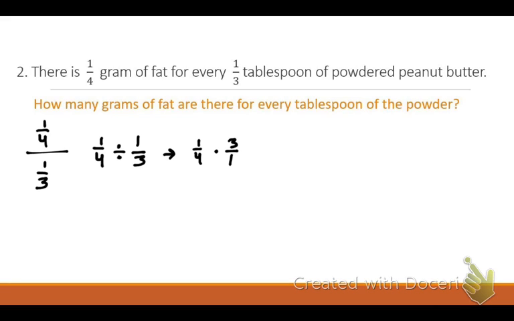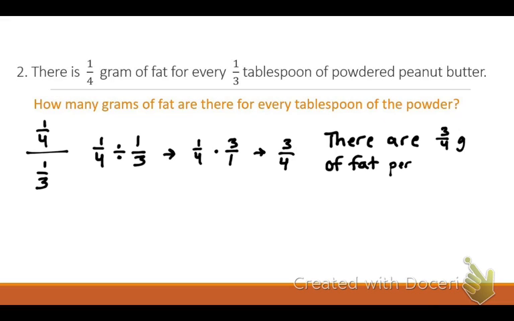We have to make sure that we use the KFC method. What is my answer? 3/4. Is there anyone who is willing to share with me how you interpreted what 3/4 means? Connor, what do you think? There are 3/4 grams of fat per 1 tablespoon of powder. Okay, there are 3/4 grams of fat per 1 tablespoon of peanut butter.